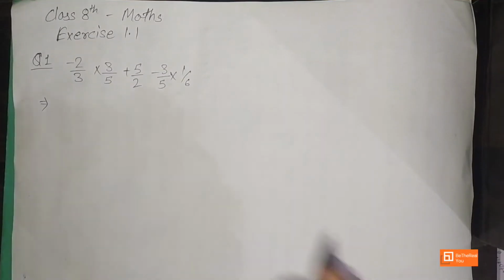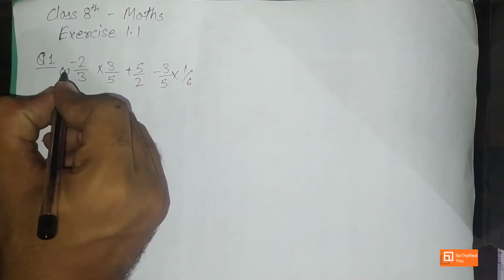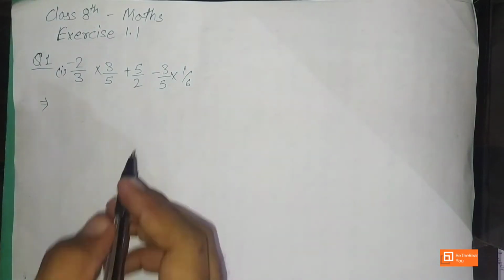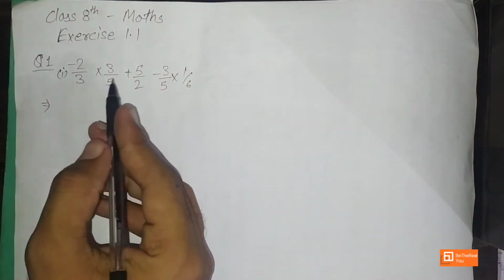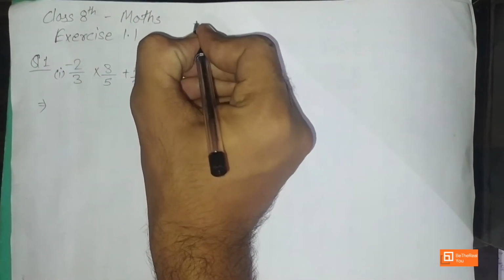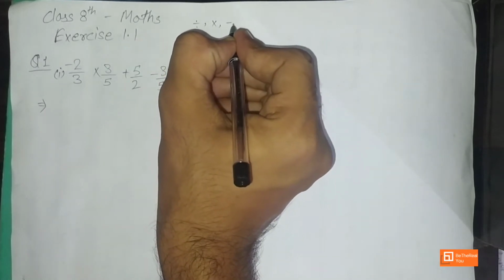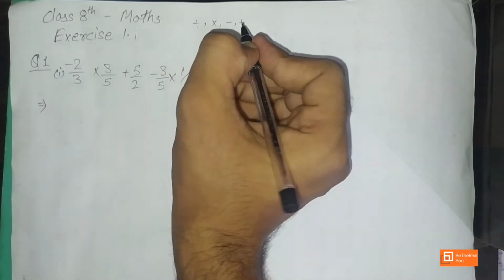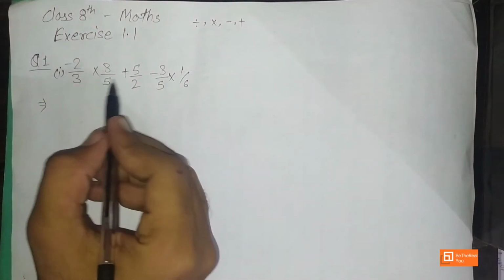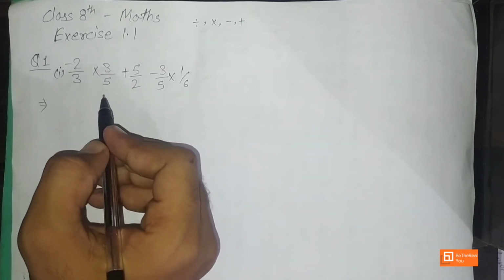Today we are starting the first exercise, and first questions, first part in mathematics of 8th class. So we are solving this question. In mathematics there is always a rule that first we divide, then we multiply, then we subtract or add. Here, first of all we will multiply, then we will add or subtract.